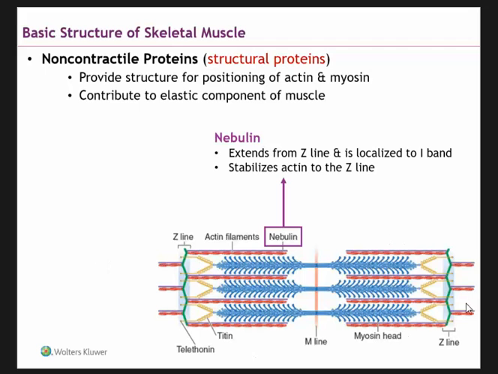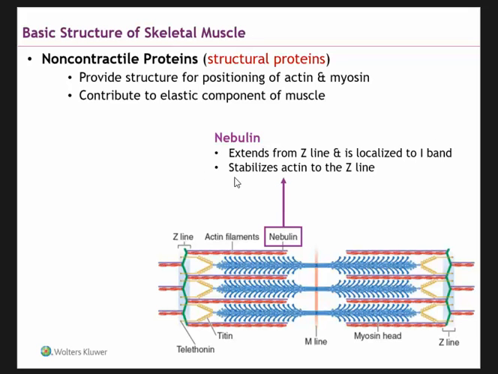So this is our sarcomere down here, and you're looking at this and thinking, wow, there's a lot of components going on here. Let's remember M is the middle of the sarcomere, blue is the myosin, and red is the actin. The nebulin is the purple, which you can barely see, just above each actin filament. What is its role? It extends from the Z-line. The Z-line is the end of the sarcomere. It forms the sarcomere boundaries, and it is localized to the I-band. We haven't learned about the I-band yet, but keep that in mind for later.